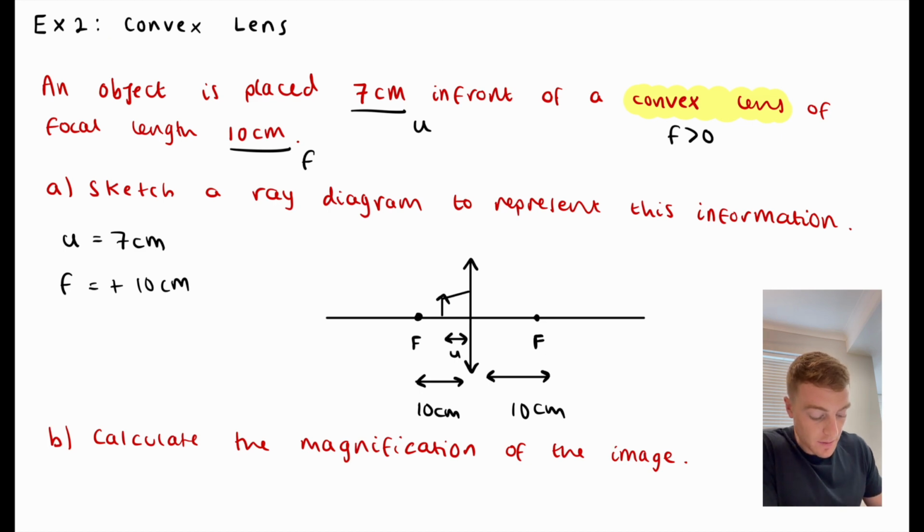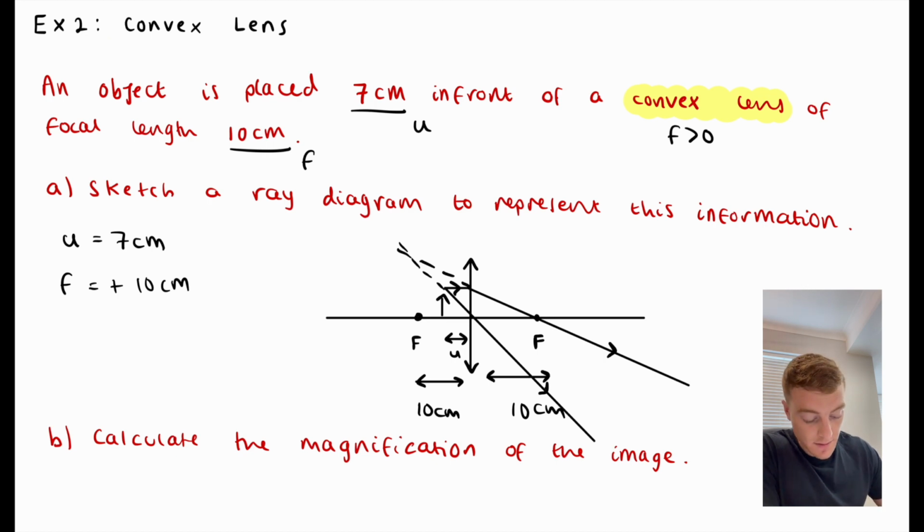Let's draw a parallel ray that gets refracted through the focal point. Let's draw my unrefracted ray through the center of the lens. Well, these rays actually diverge, so that means I need to trace back to find where the image forms. So where do the rays appear to meet? They appear to meet here. So we form a virtual image because the rays only appear to meet.